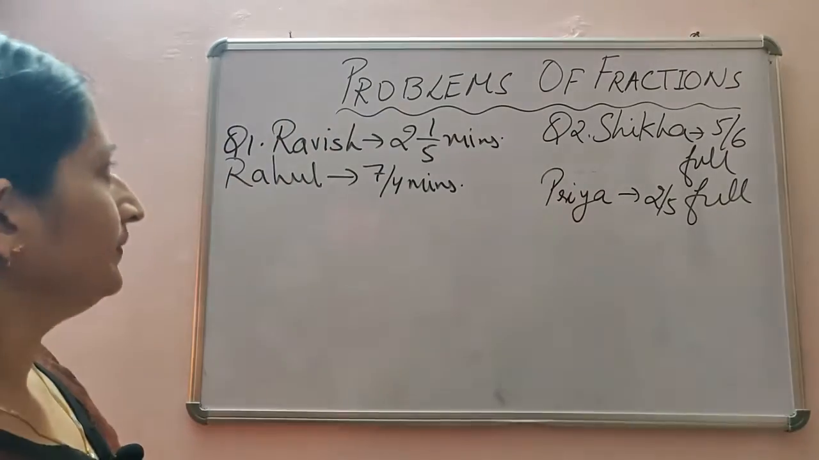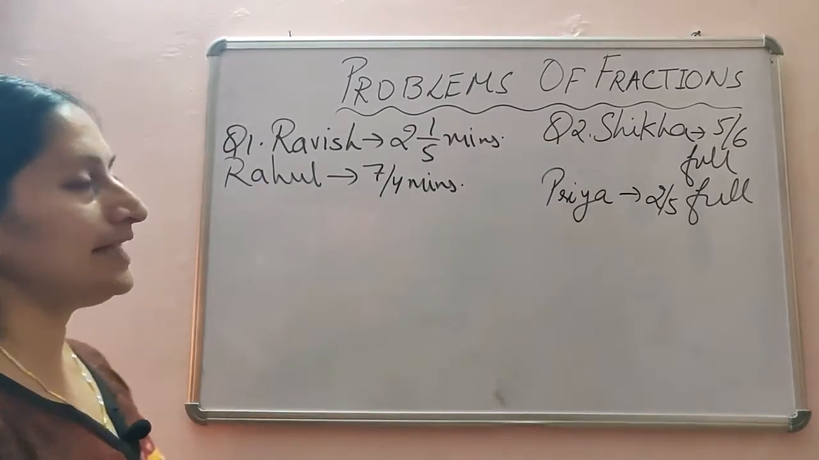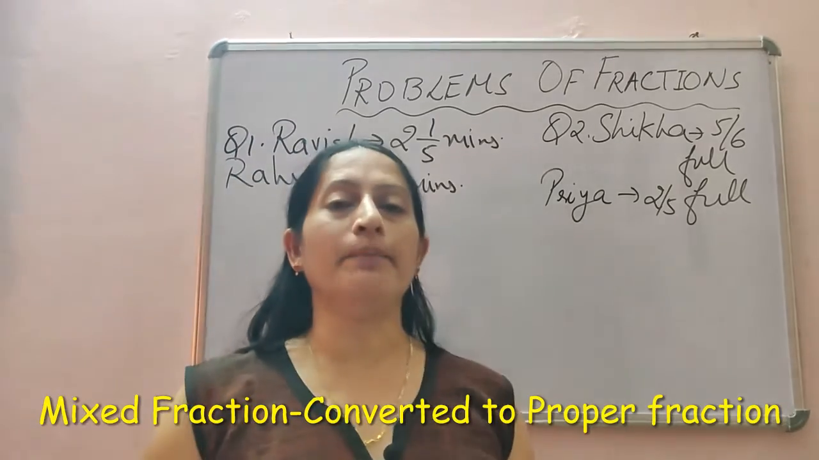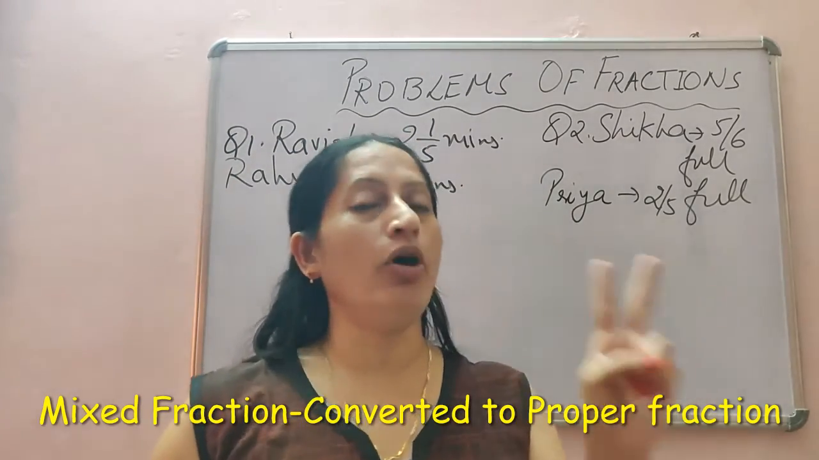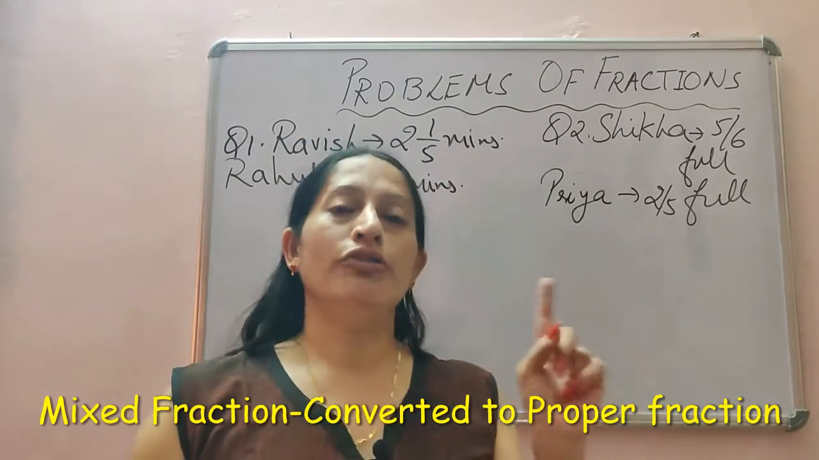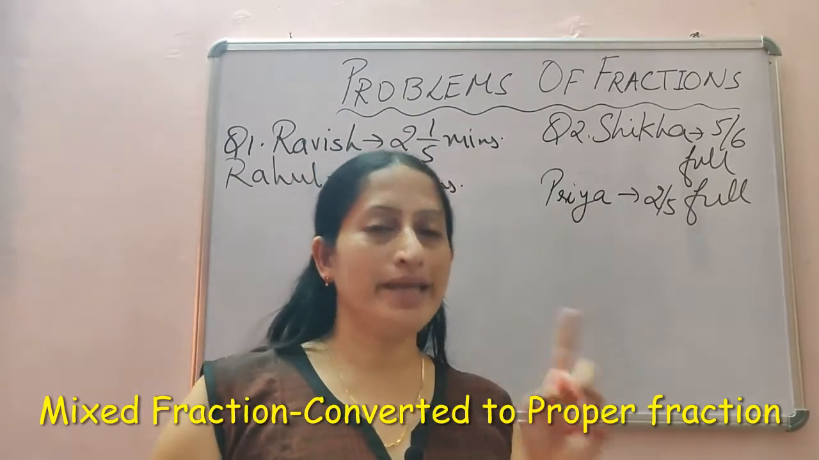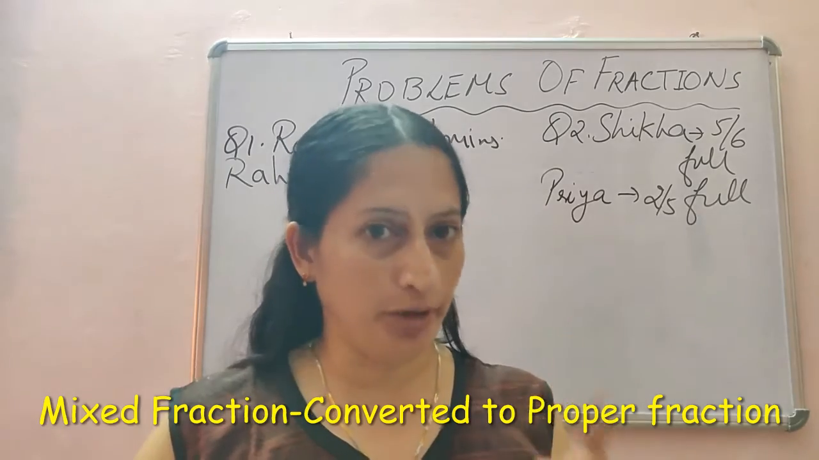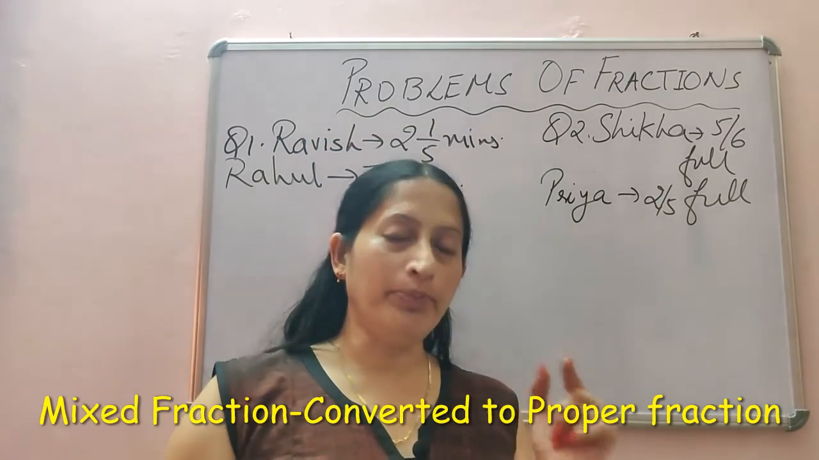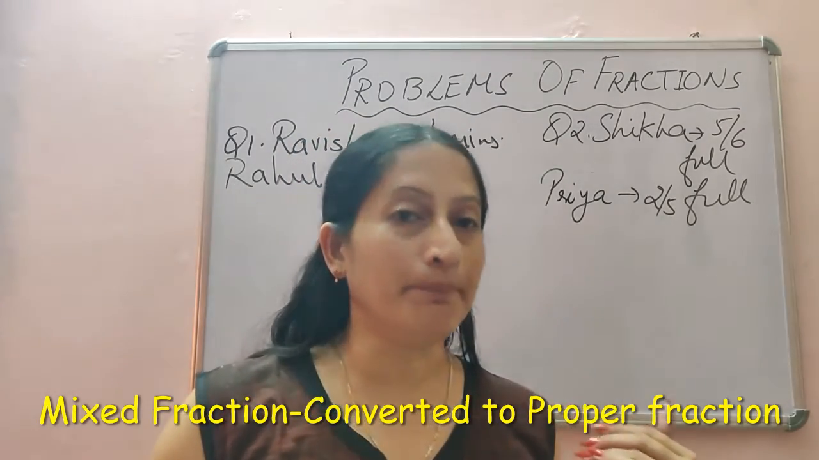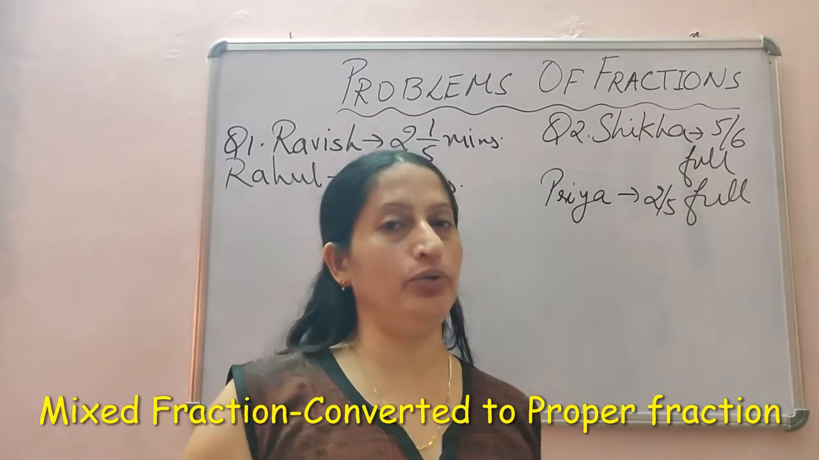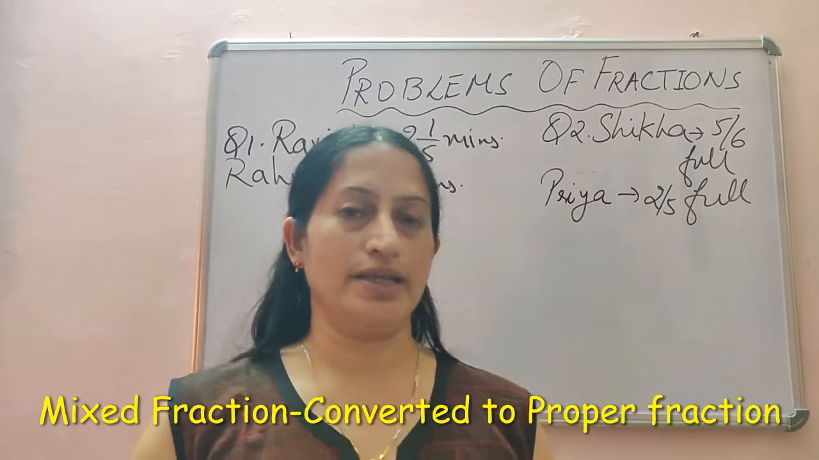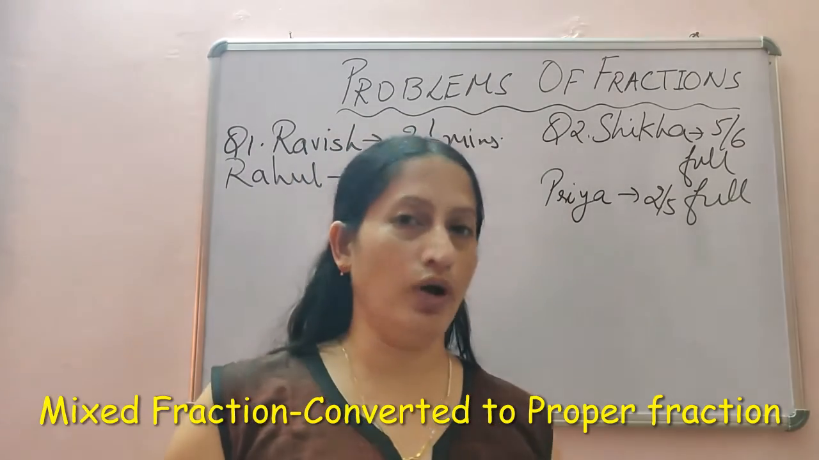So let's see. The first step is, whenever we compare any two fractions, we try to convert them first into proper fractions. A mixed fraction has to be converted into an improper fraction. Then, we cannot compare unlike fractions, so we always have to convert them into like fractions. So let's see how we will do all this.